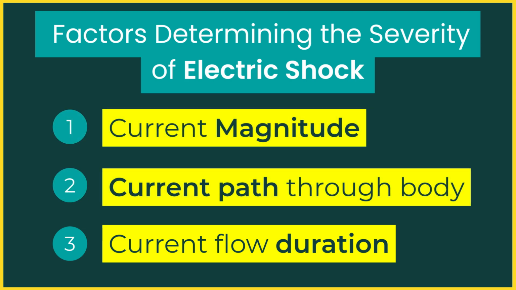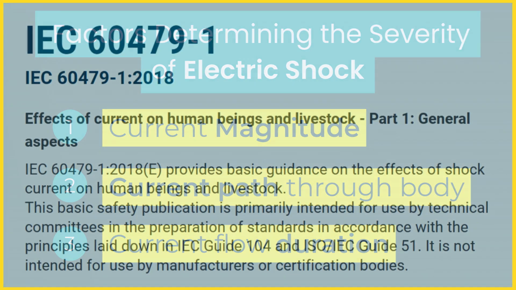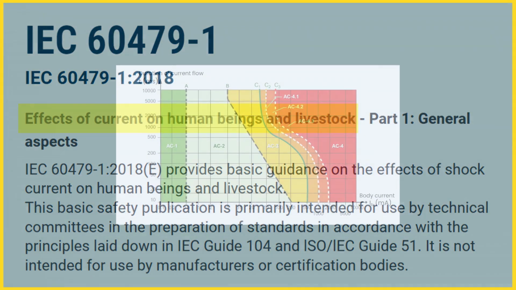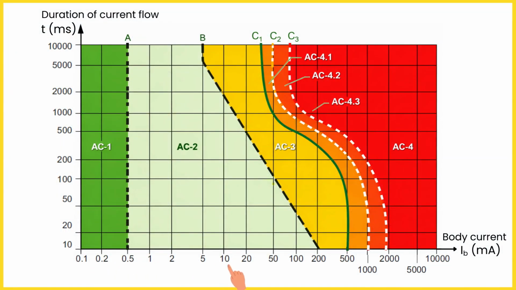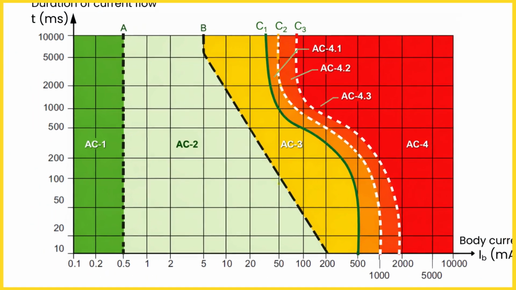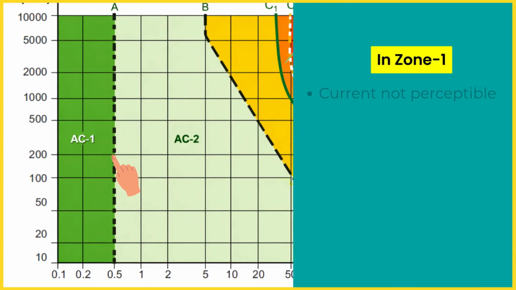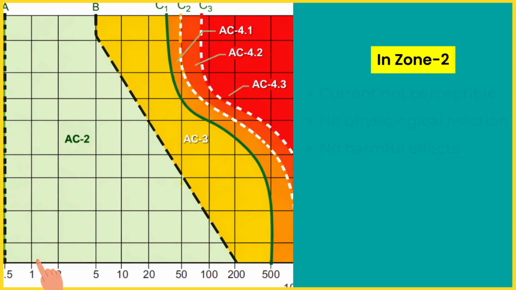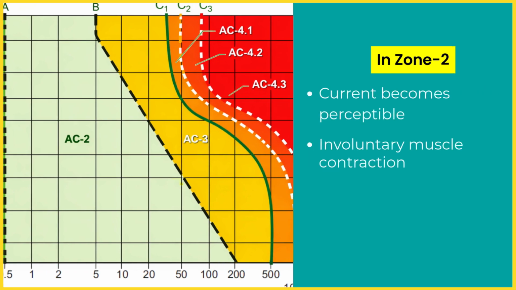To help engineers design safer electrical systems, IEC Standard 60479, Part 1 classifies the effects of alternating current on the human body into 4 zones, based on current magnitude and duration. Zone 1 represents currents so small that they are not even felt. No reaction occurs, and no harmful physiological effects are expected. As current increases into Zone 2, it becomes perceptible. Muscle contraction may occur, but harmful effects are still unlikely.